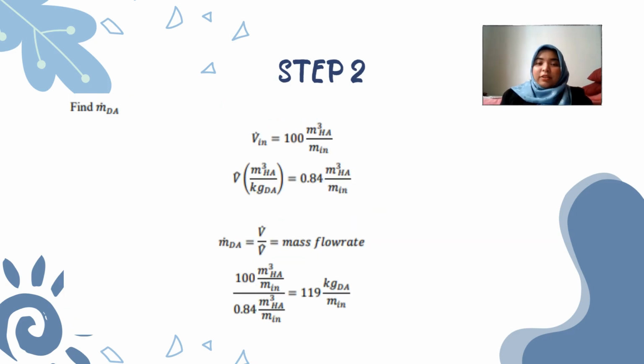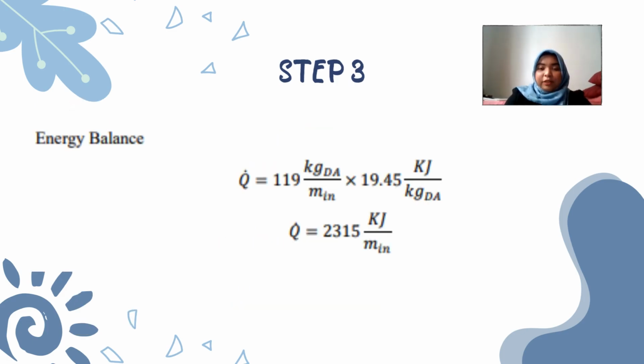For step 2, we are using the specific volume formula. As we can see in the equation, we are using 100 over 0.85, and then we get 119 kilojoules per. Lastly, step 3 is the energy balance. We are using specific enthalpy times specific volume, then we get 2315 kilojoules per mass per rate.